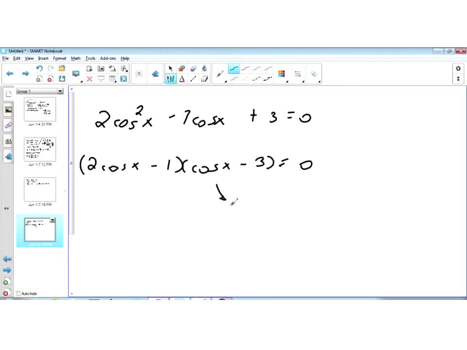So we set each of the factors equal to 0. Well, in this case, for this factor, we would require that cosine x is equal to 3. And obviously that can't happen because cosine x can never be greater than 1. So no solution for this factor, no need to process that. But this factor does have a solution. So we can set 2 cosine x minus 1 equal to 0. So cosine x is equal to 1/2.